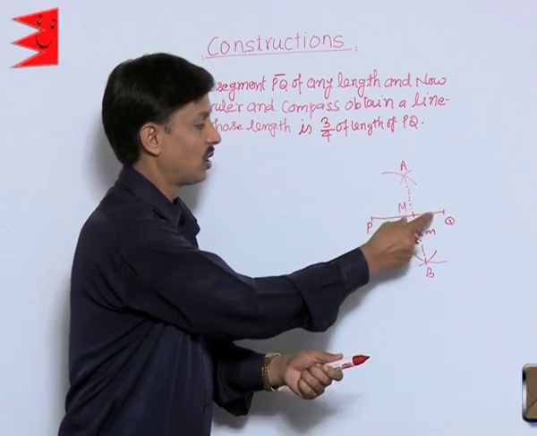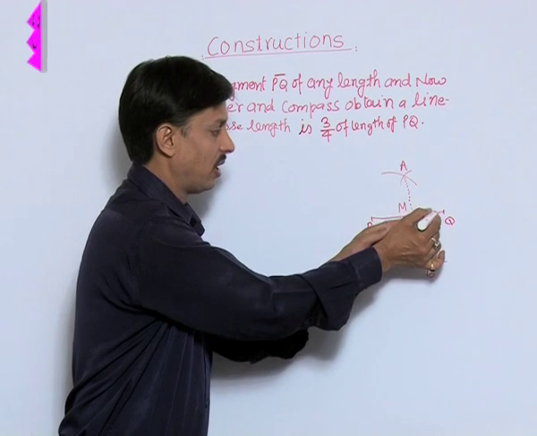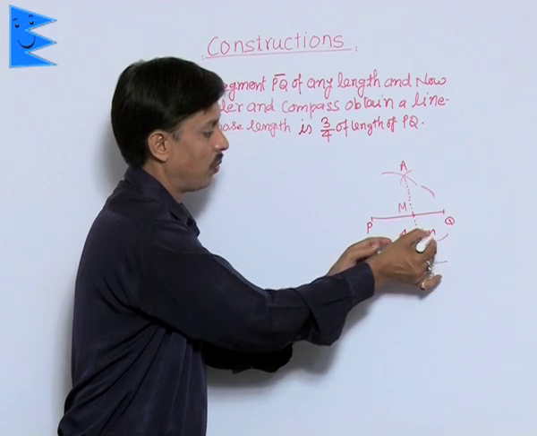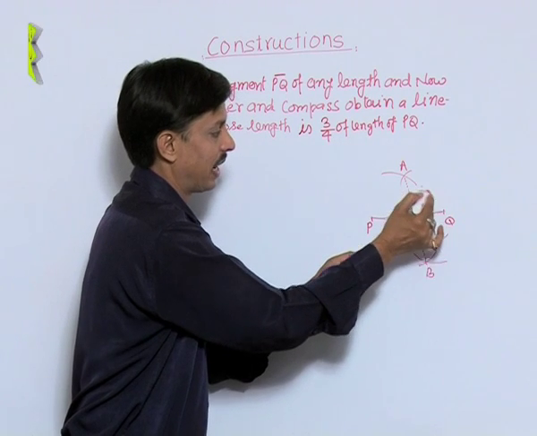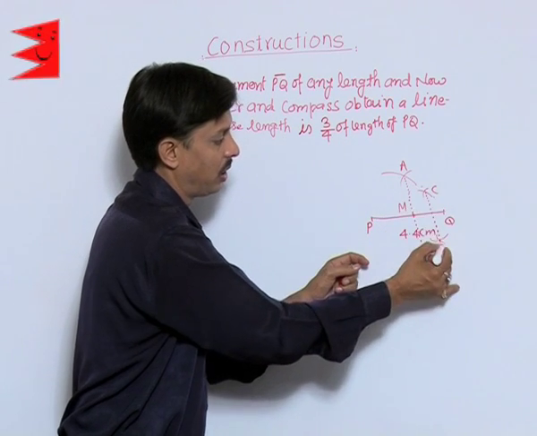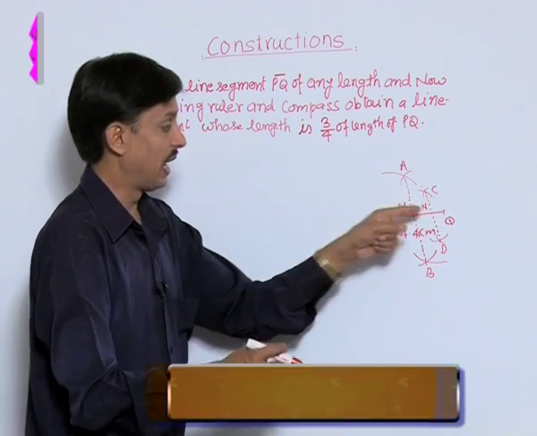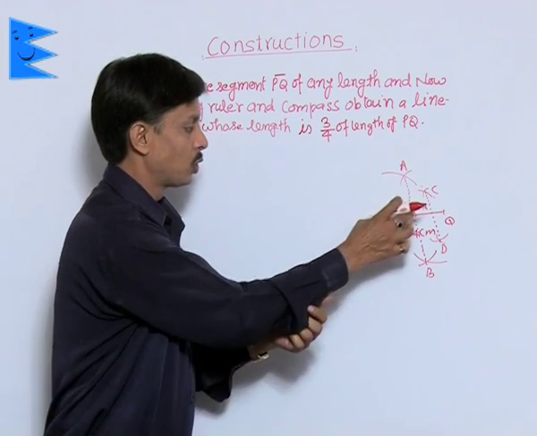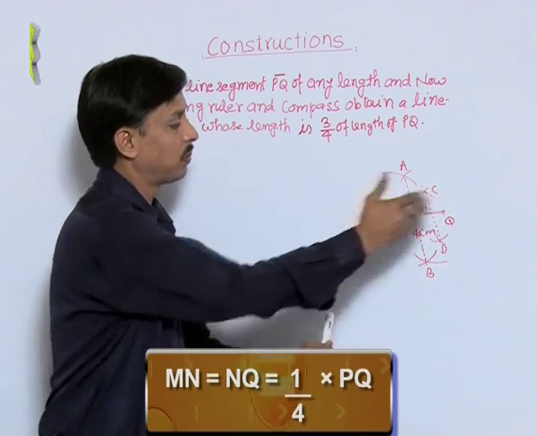Same steps for the line segment MQ. If I take M as center and length more than the half of MQ, I can draw one arc here, one arc here. Then from Q, first I have drawn from M two arcs, then I have drawn two arcs from Q. Where these arcs meet, write down points C and D, and this point is N. What you can conclude? N is the midpoint of MQ. So you can say this MN and NQ are 1/4 of the PQ.